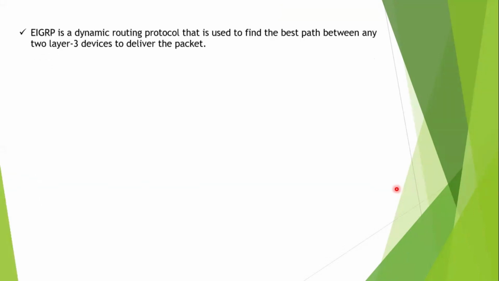So EIGRP is a dynamic routing protocol that is used to find the best path between any two layer 3 devices to deliver the packets. Here the layer 3 device means the router. Between the routers, the communication will be done and the data packets will be delivered.